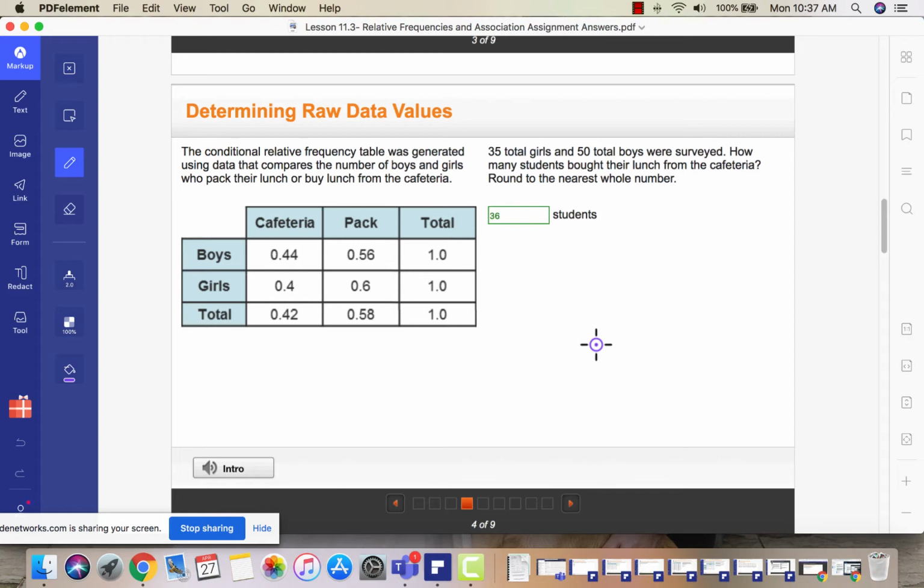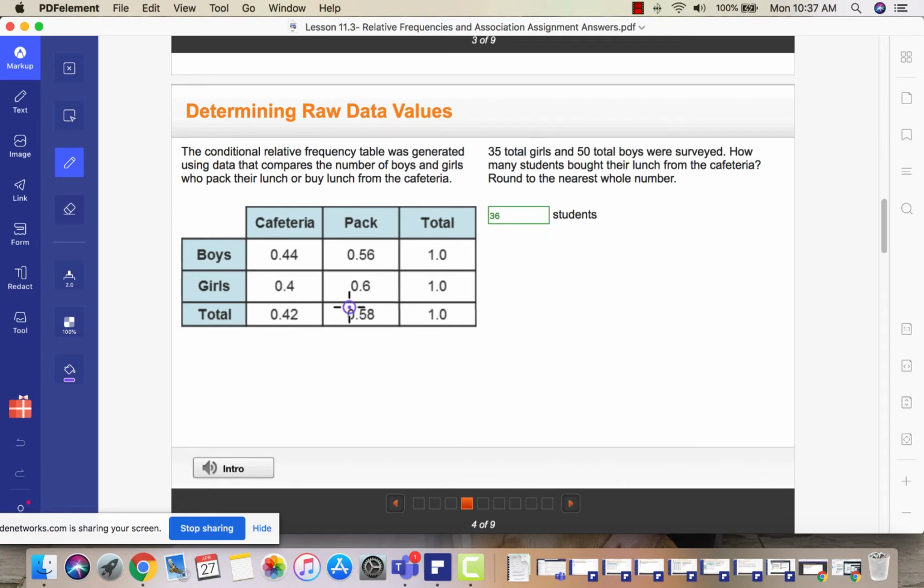Question 4 says the conditional relative frequency was generated using the data that compares the number of boys and girls who pack their lunch or buy lunch from the cafeteria. 35 girls and 50 total boys were surveyed. How many students brought their lunch from the cafeteria? Round to the nearest whole number. So here we're looking at cafeteria, and this is going to be 0.42 of our total.